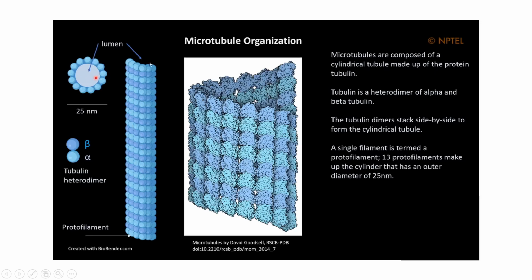So this is the microtubule organization, and here you can see the alpha and beta tubulin. This is one protofilament, and 13 protofilaments in total make up this cylindrical microtubule structure. So 13 filaments make up the total microtubule, and each protofilament is made up of alpha and beta tubulin. The light blue colored is the alpha tubulin, and the dark blue is the beta tubulin.